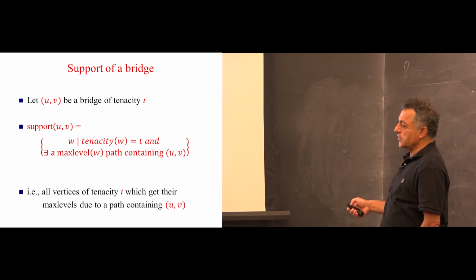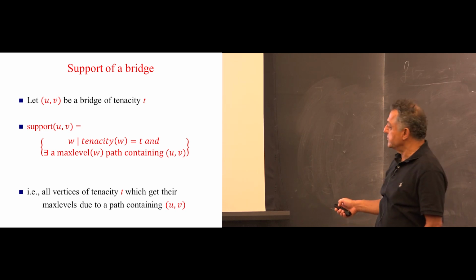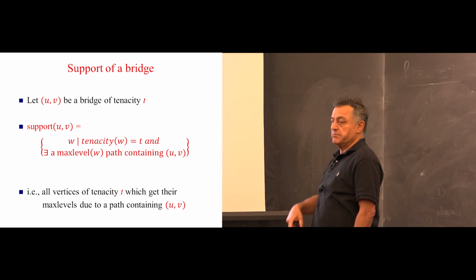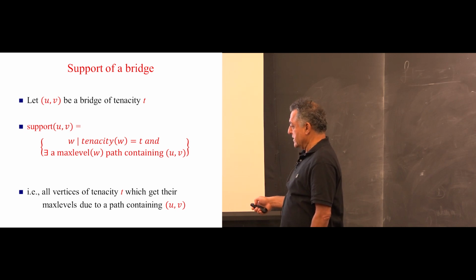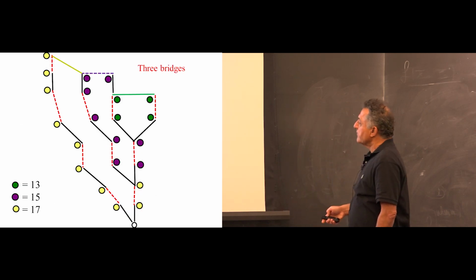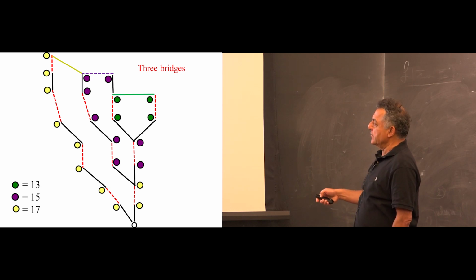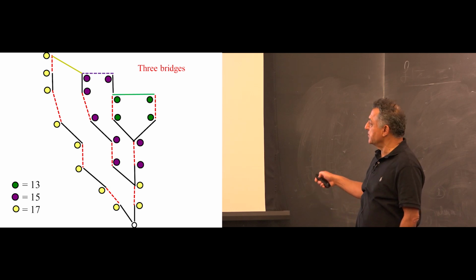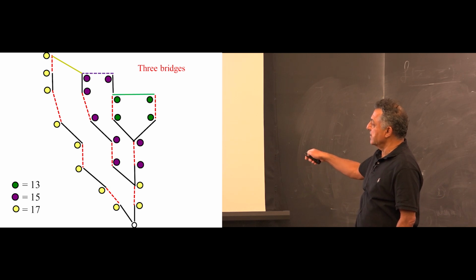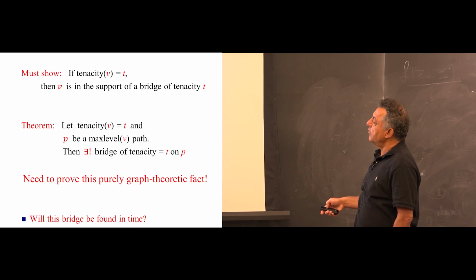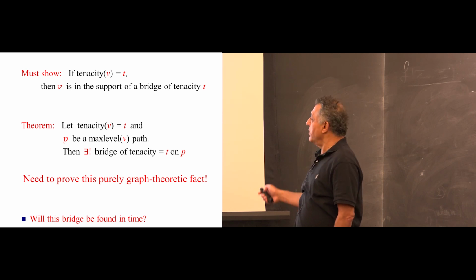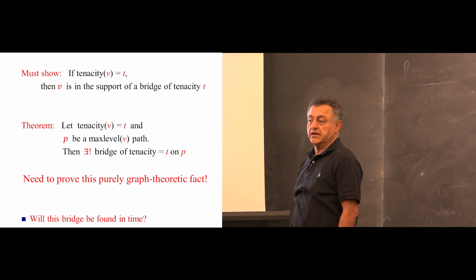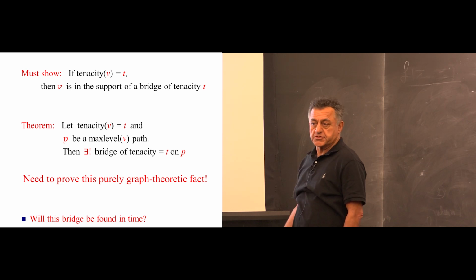remember I defined the support of a bridge to be all those vertices which have tenacity T, and there's a max level path to them containing this bridge. So again, I don't know if we need to go into this example again, but there are these 3 bridges and their supports are green, purple, and yellow vertices. What we must show is that if V has tenacity T, then V is in the support of a bridge of tenacity T. That's what we must show, right?